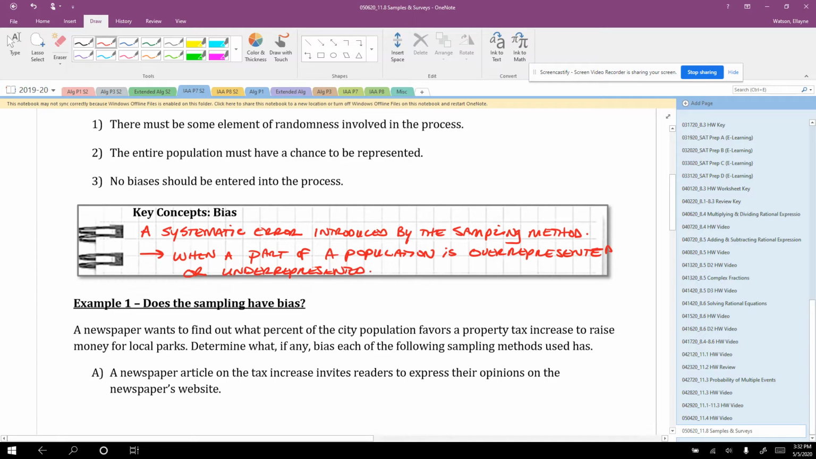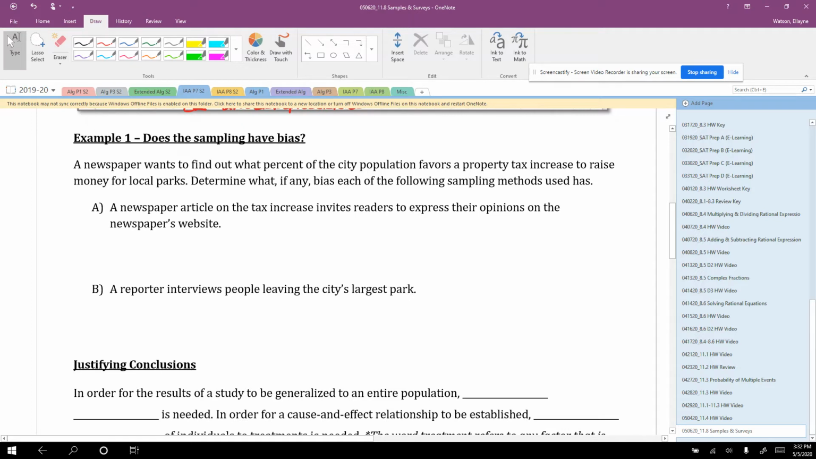So let's look at this example here. Does the sampling have bias? A newspaper wants to find out what percent of the city population favors a property tax increase to raise money for local parks. It says determine what, if any, bias each of the following sampling methods used has. The first sampling method: a newspaper article on the tax increase invites readers to express their opinions on the newspaper's website. Another way to say this is, people can go on the website and express their opinions about this tax increase that would raise money for local parks. So, what kind of biases potentially are here?